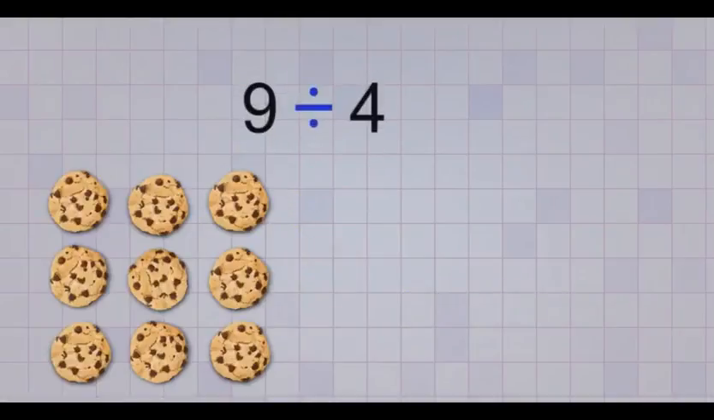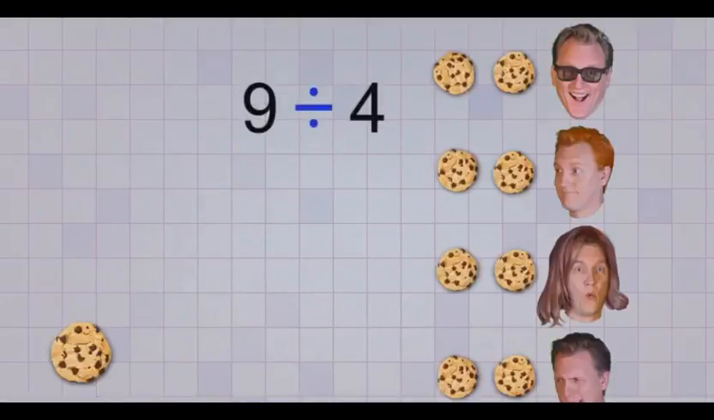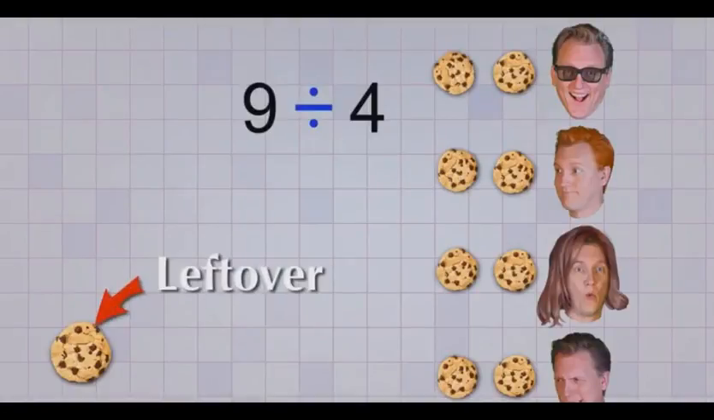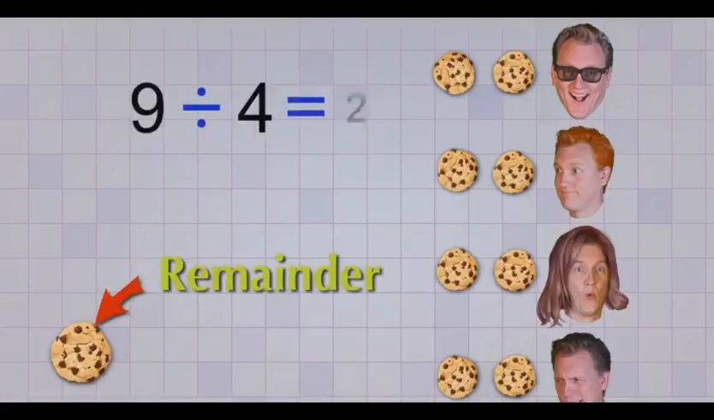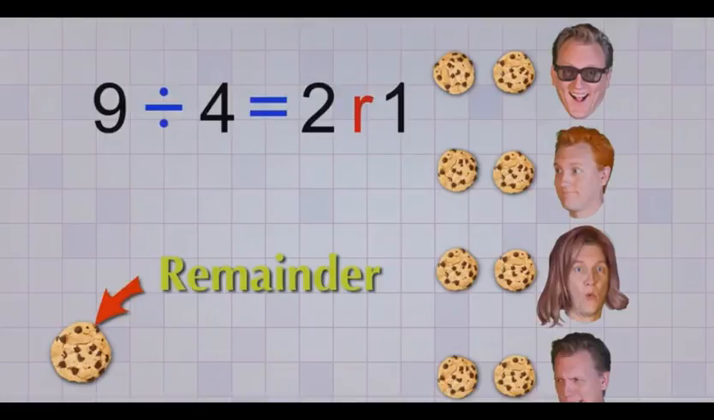Like if you had 9 cookies and 4 kids. Each kid could have 2 cookies, but there would be 1 left over. And in division, that leftover amount is called the remainder. So the answer to 9 divided by 4 is 2 with a remainder of 1.